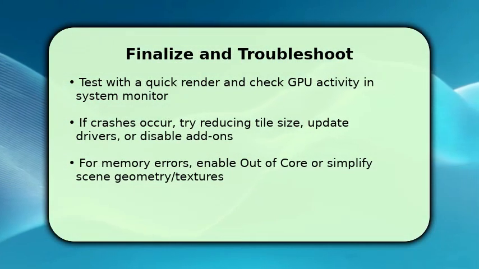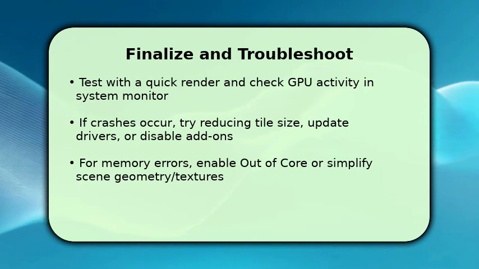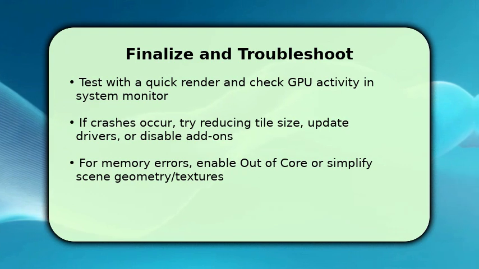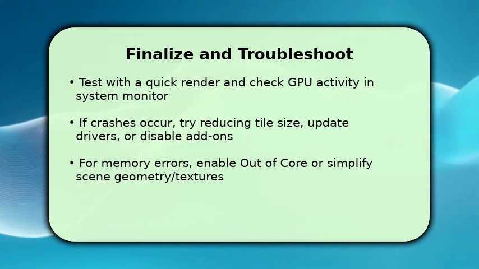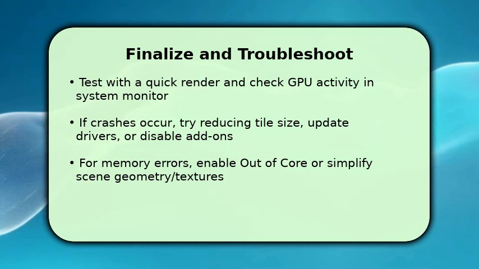Finish by running a sample render and watching your GPU load in Task Manager or equivalent. You should see sustained GPU utilization. If Blender crashes or falls back to CPU, update GPU drivers, toggle OptiX/CUDA/HIP, and disable third-party add-ons that hook the renderer. If you hit memory errors, reduce texture sizes, enable out-of-core options where available, or split the scene into render layers.